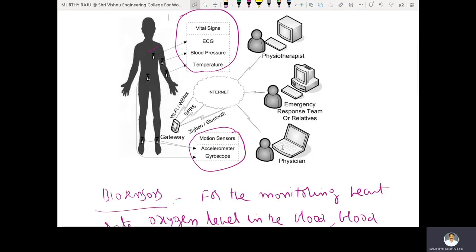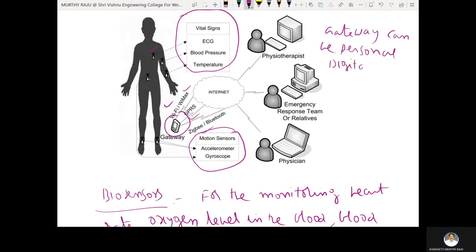Okay, coming to the next one. Here Wi-Fi, WiMAX, GPRS, Zigbee, Bluetooth gateway. Generally, the gateway can be a personal digital assistant with Wi-Fi or WiMAX. The gateway indicated in this figure is here. This is the gateway node or a router. It can be a personal digital assistant, that is, a PDA with Wi-Fi, WiMAX.